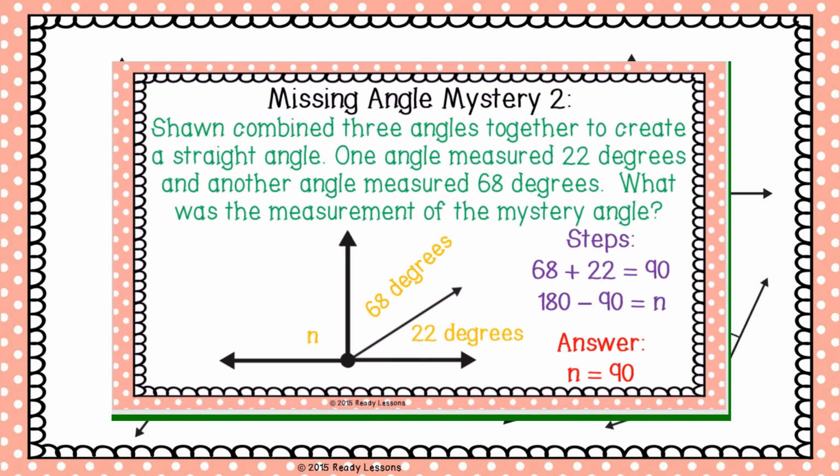All right, so let's look at the steps. One angle was 22 degrees and another angle was 68. You would first add those two together. 68 plus 22 equals 90. Then you would subtract that from 180. 180 minus 90 equals N. So N equals 90.